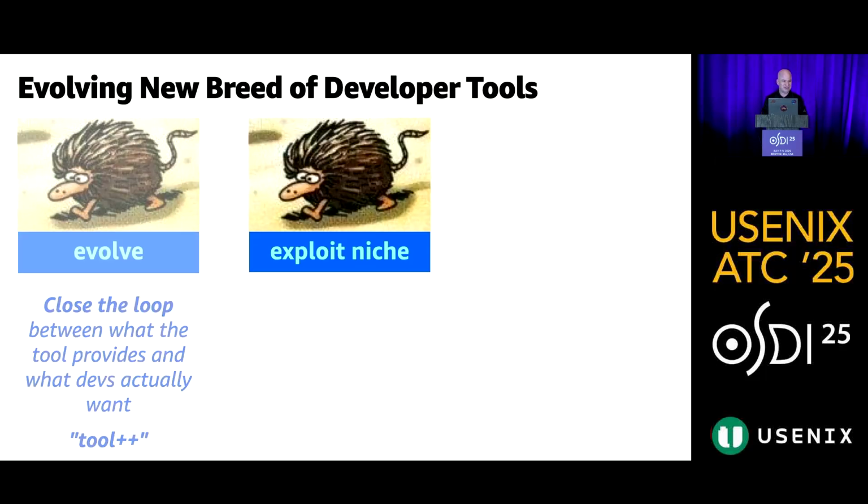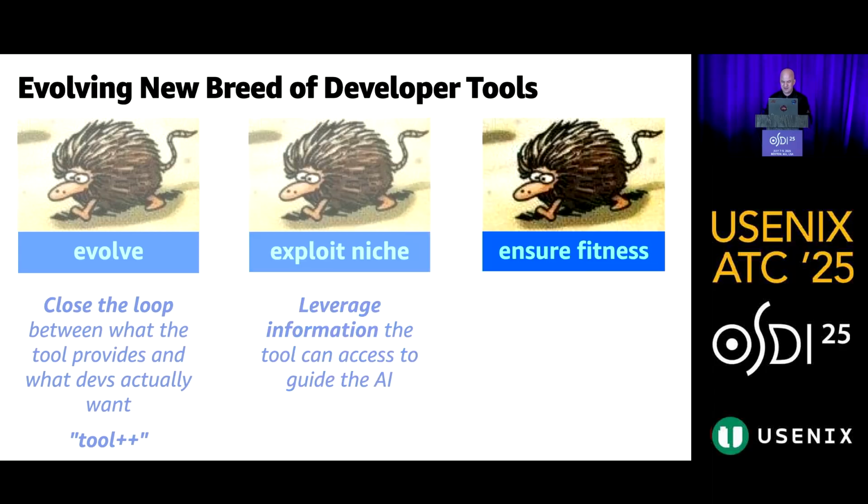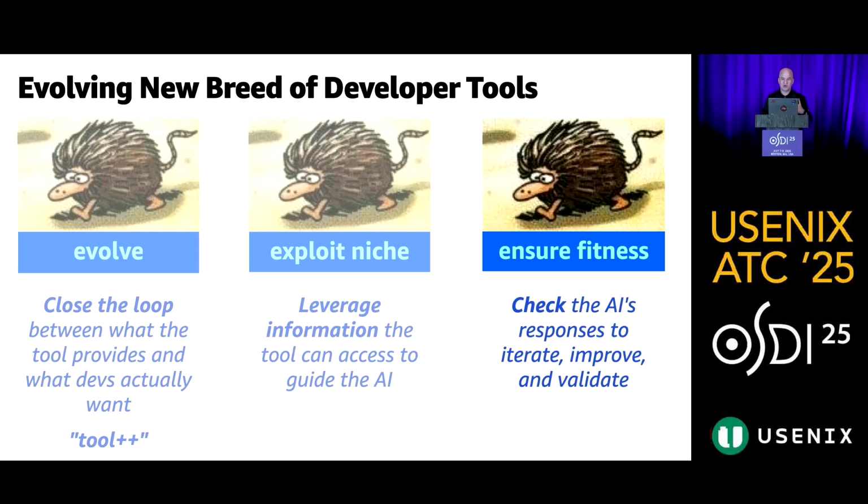Then we're going to exploit the niche, right? So the niche here means the developer tool that we're enhancing, that we're evolving, has access to some information. This information is actually super valuable for an AI to actually guide the effectiveness of the AI and make it work. And then finally, ensuring fitness. Right, so you have this evolved creature, and this creature is fitting in, but is it actually fit? And the way that we're going to ensure fitness is we're going to make sure that what the AI produces actually is correct in some way. So we'll have some validation in the loop.